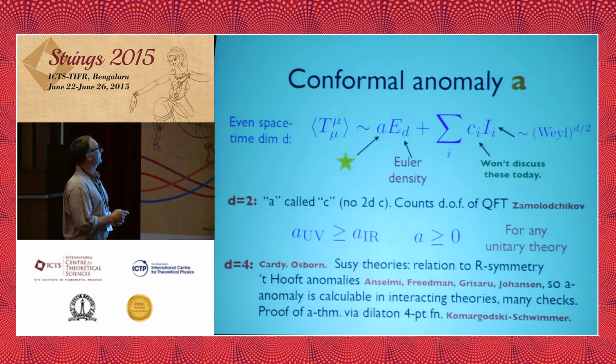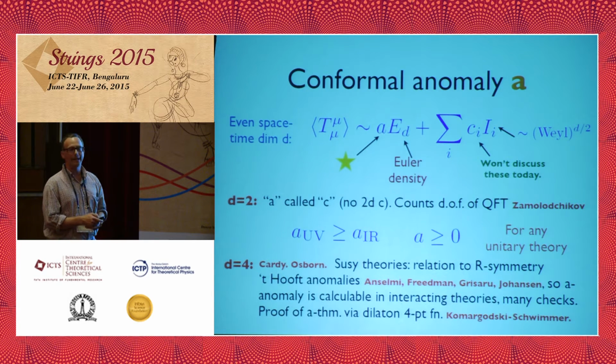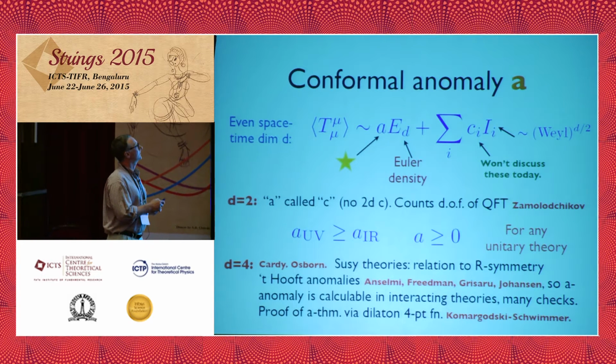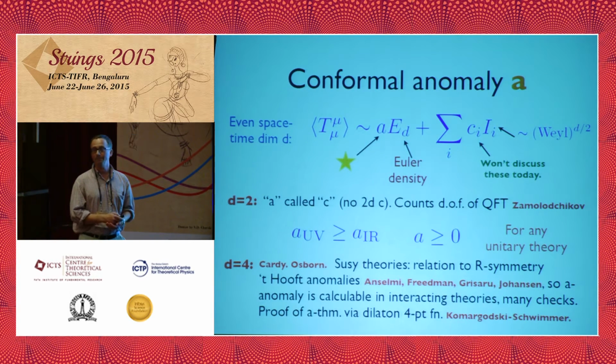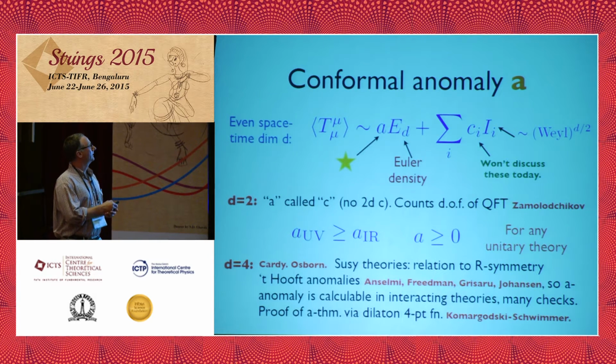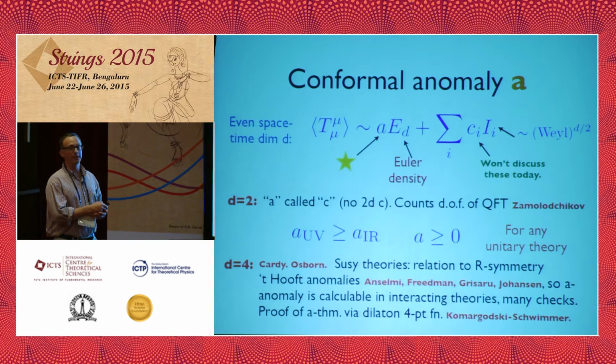The topic of the talk will be the conformal anomaly A. If we look in even space-time dimensions at the trace of the stress tensor in a conformal field theory, in flat space it would be zero, but on a curved space it's non-zero, and it's given in terms of some combinations of the curvatures. One of the combinations of the curvatures is the Euler density, and its coefficient is A, and that will be the star of today's talk.